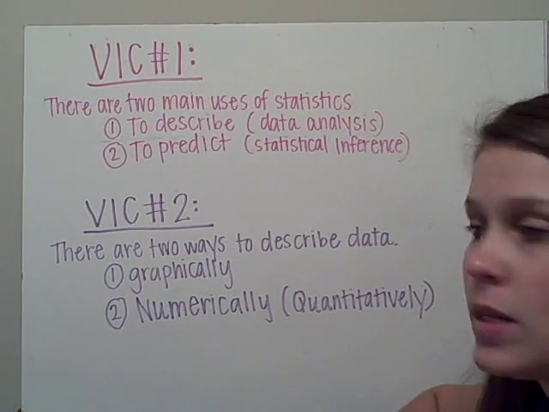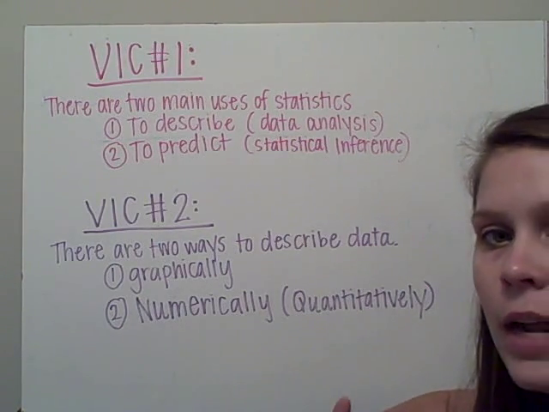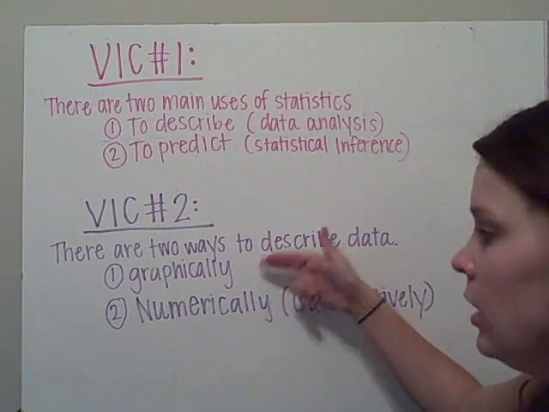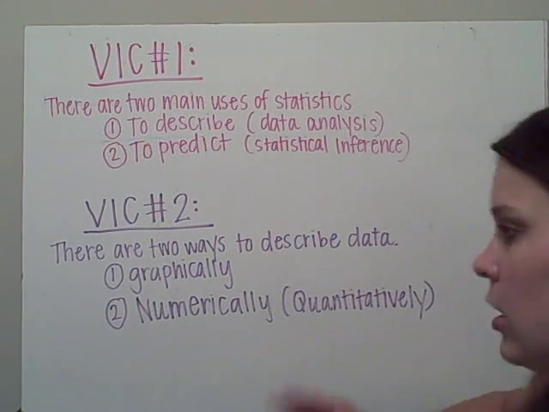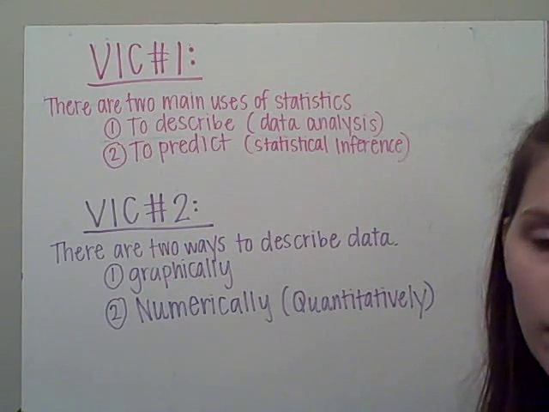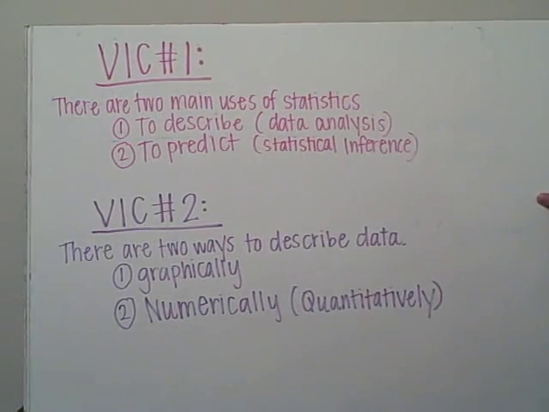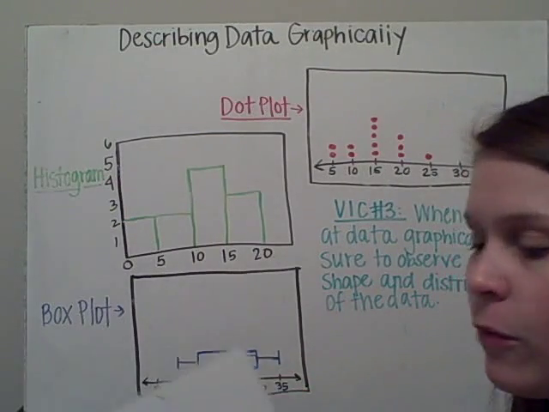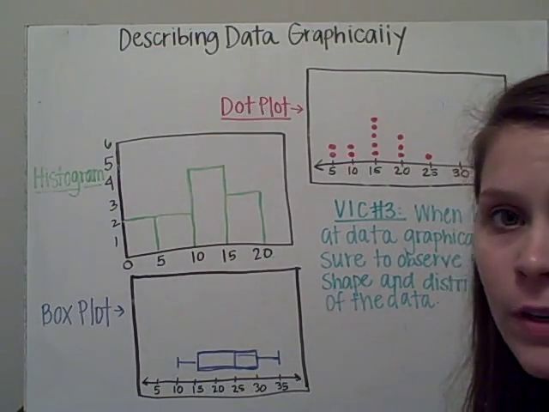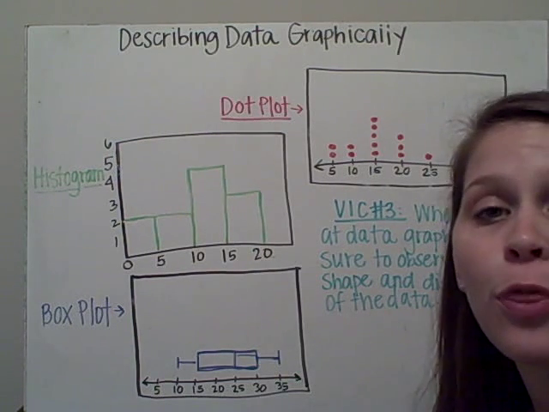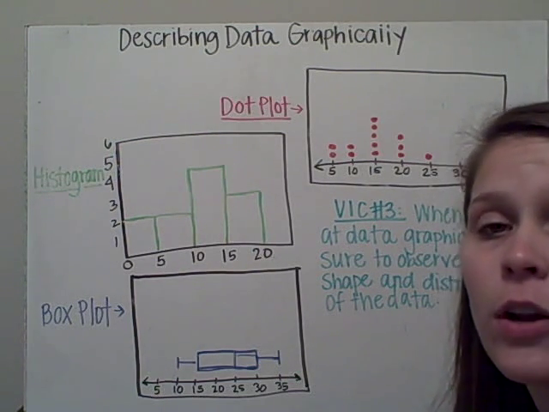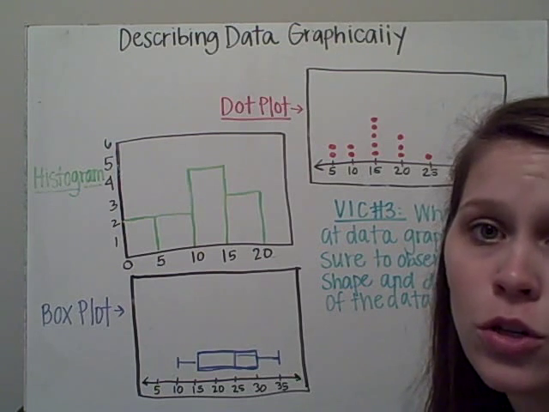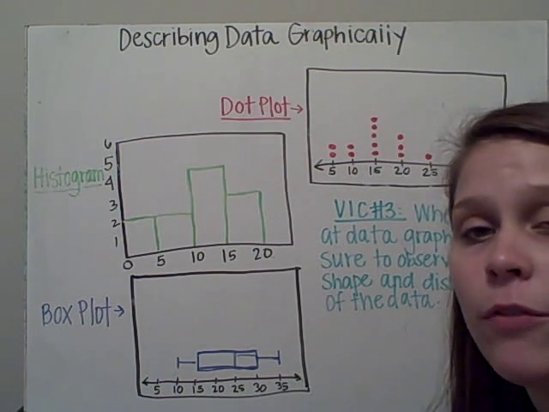VIC number 2 states there are 2 ways to describe data. We can do it graphically or we can do it numerically, which is also quantitatively using numbers. So if we want to describe data graphically, we're going to focus on 3 types of graphs. Now there are lots of graphs that you can use to describe data, but we're going to focus on 3.